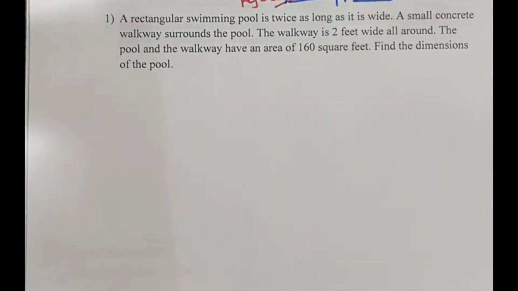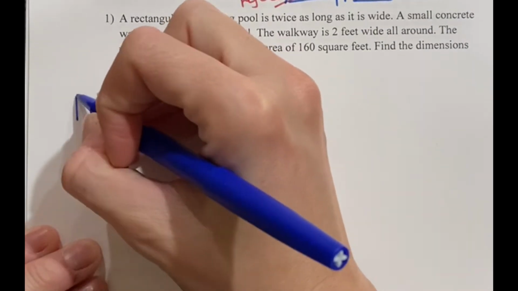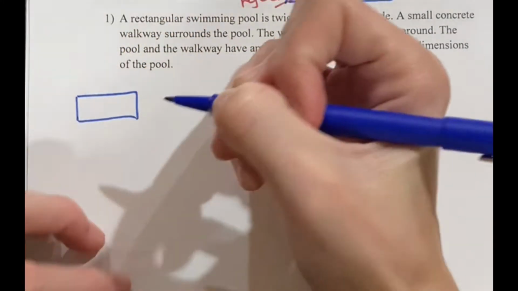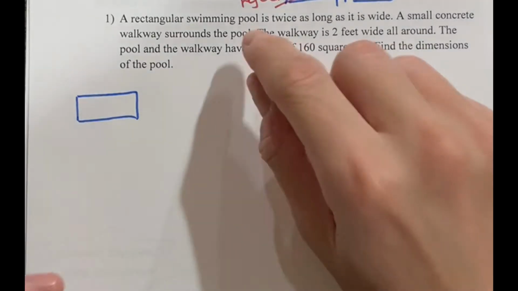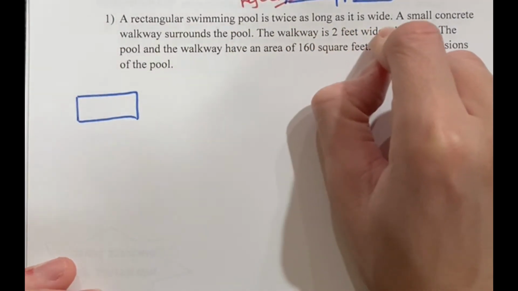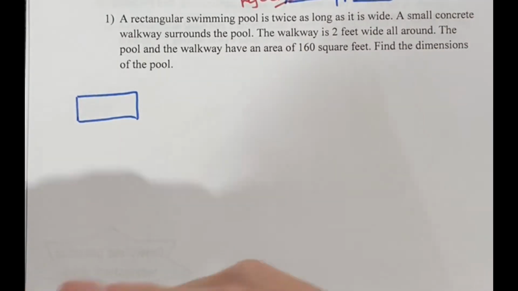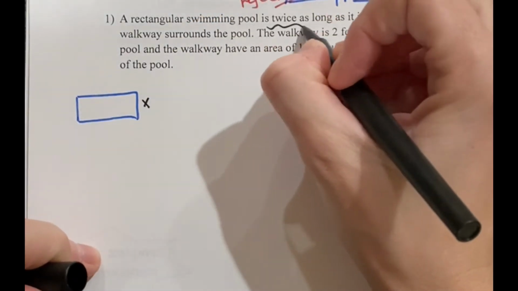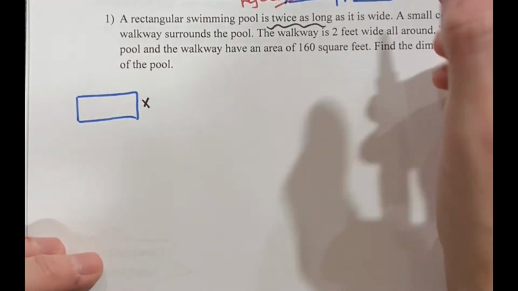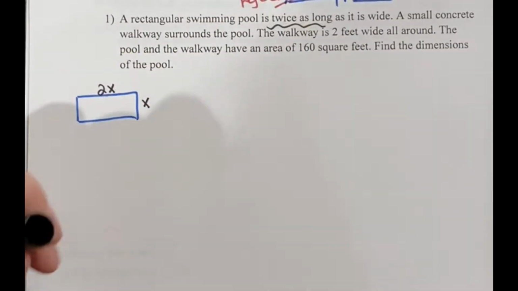So now let's practice with example 1. So example 1, we have a rectangular swimming pool. So the first thing I'm going to do is draw my little rectangular swimming pool. And it says that it's twice as long as it is wide. So if I don't know how wide it is, my width is going to be x. And twice as long means 2 times x.